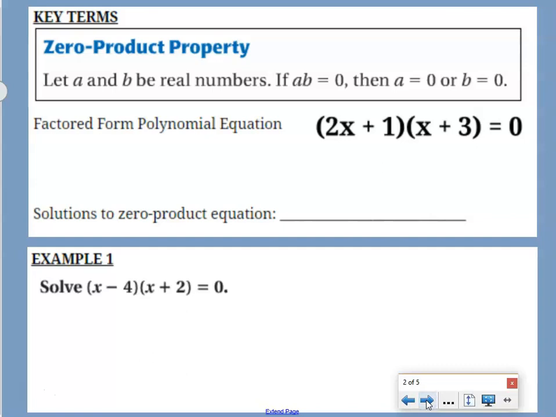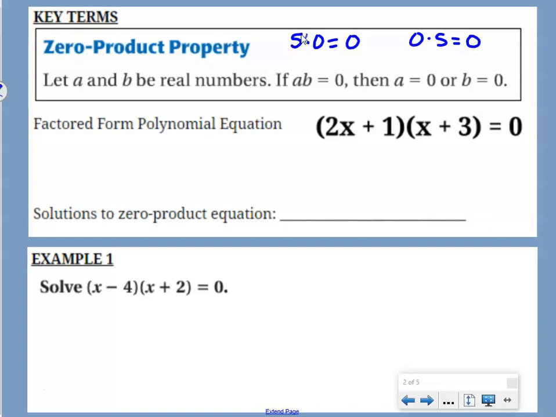Zero product property. Let a and b be real numbers. If a times b equals 0, then a equals 0 or b equals 0. That's just saying that if you're multiplying two numbers, one of them has to be 0 in order to make the outcome 0. 5 times 0 equals 0, or 0 times 5 equals 0. But one of the numbers has to be 0 in order to make that product 0.